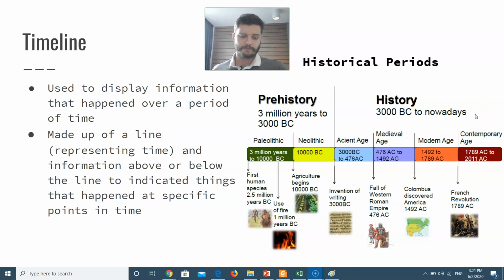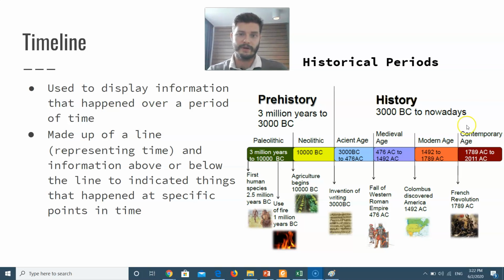Hello. Welcome to the last lesson on organizing information. In this lesson, we're going to be talking about timelines. A timeline is a way that we can organize information about things that happened over a period of time.